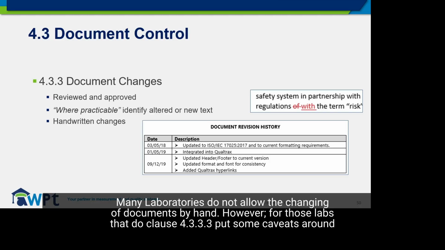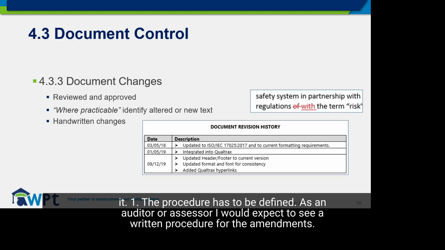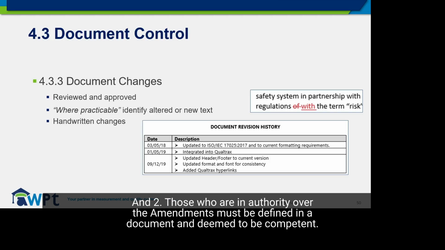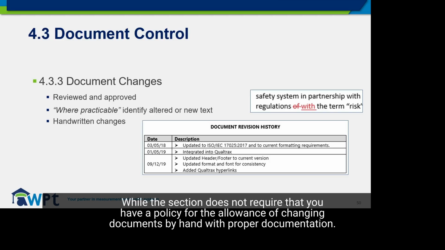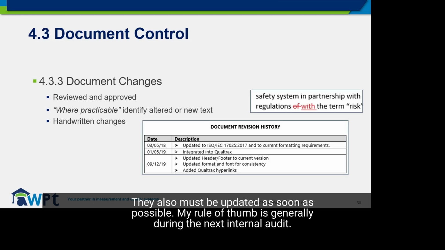Many laboratories do not allow the changing of documents by hand. However, for those labs that do, Clause 4.3.3.3 puts some caveats around it. 1. The procedure has to be defined. As an auditor or assessor, I would expect to see a written procedure for the amendments. And 2. Those who are in authority over the amendments must be defined in the document and deemed to be competent. While this section does not require that you have a policy for the allowance of changing documents by hand, with proper documentation, they also must be updated as soon as possible.